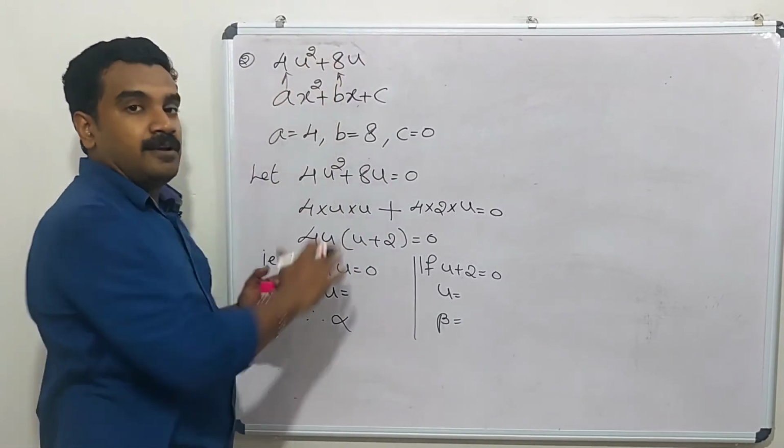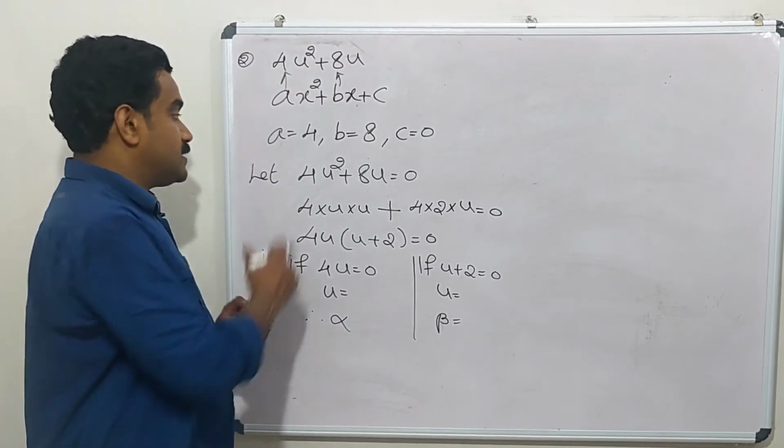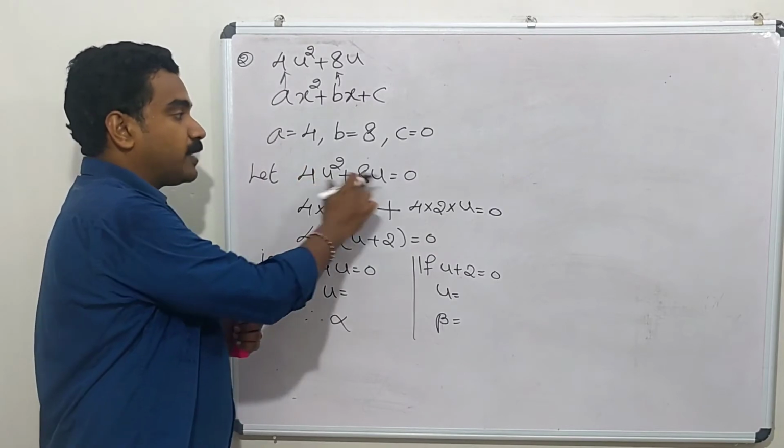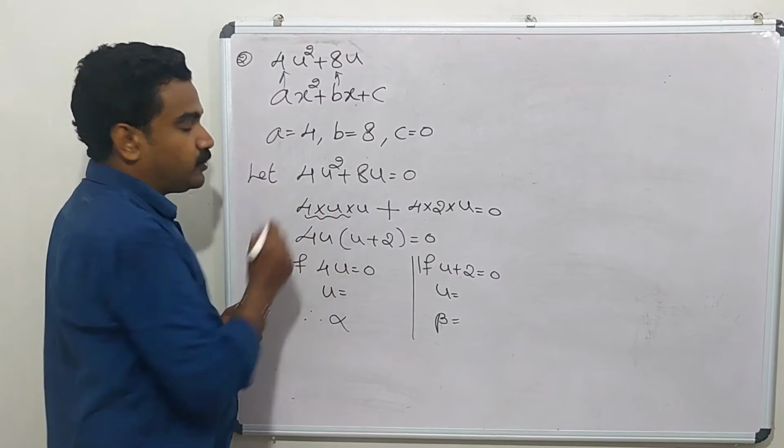Next, equate the given polynomial to 0 and factorize, then equate each factor to 0. Then we are equating this 4u square plus 8u equal to 0. What is 4u square? 4 into u.